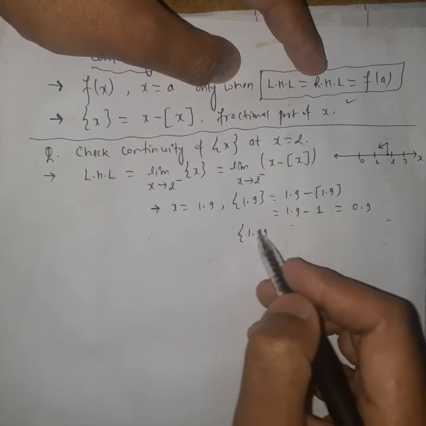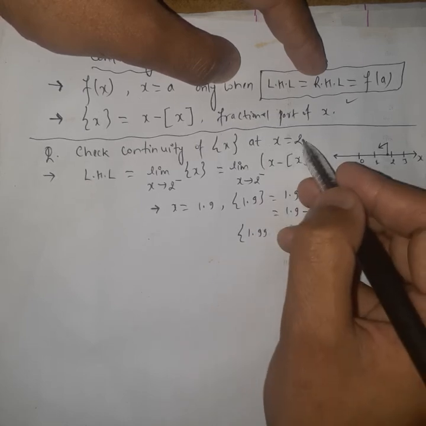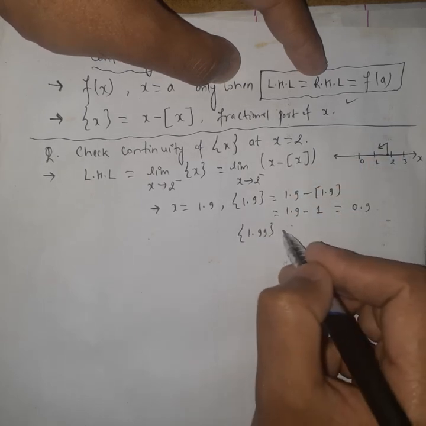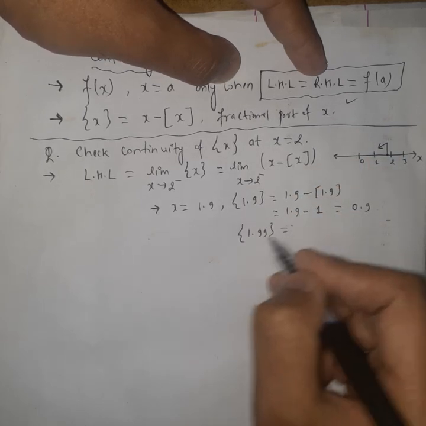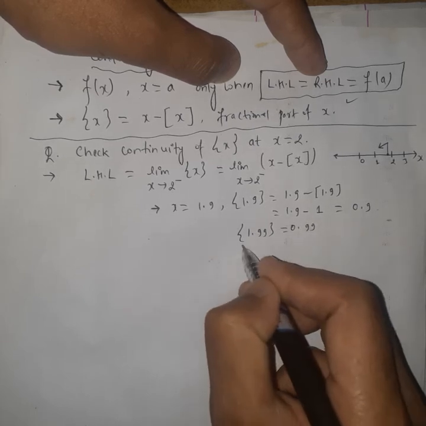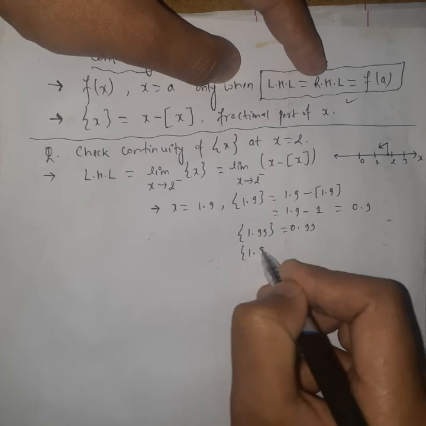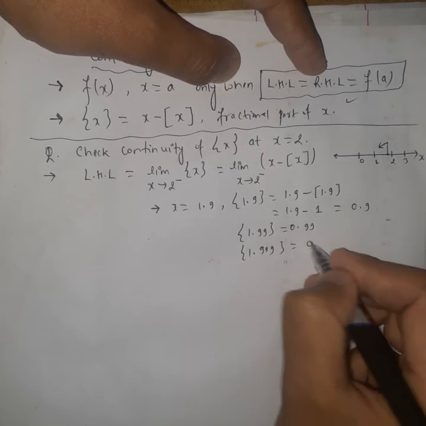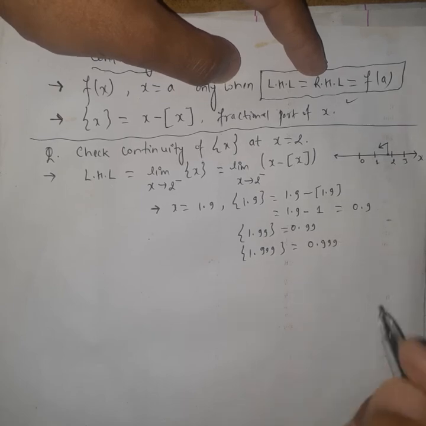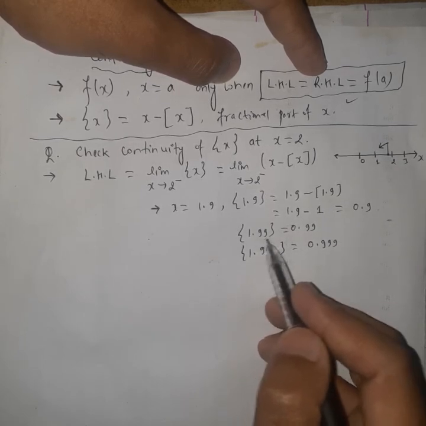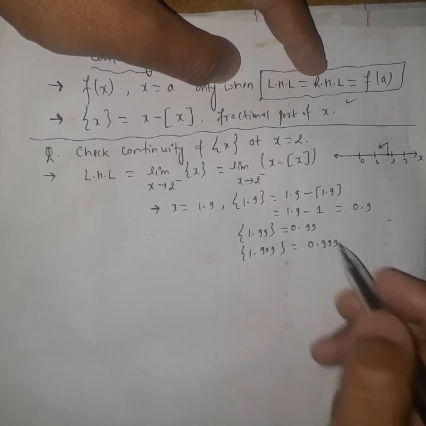Let's take another input very close to number 2 from the left side. Here we take 1.99, and the fractional part of 1.99 is just 0.99. Similarly, we can calculate the fractional part function for other inputs. This is 0.999. The fractional part means taking the numbers after the decimal.